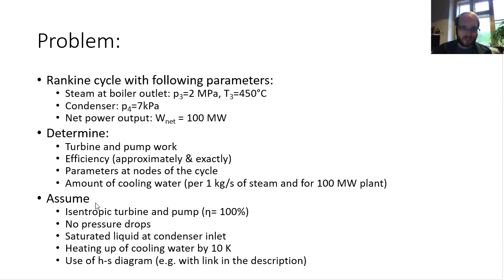The assumptions are the following. We will assume the isentropic efficiency of the turbine and pump to be 100%, ideal pumping and ideal expansion. There will be no pressure drops in the system. At the condenser outlet there will be saturated liquid, that means no subcooling. And the cooling water in the condenser will be heated up by 10 kelvins. And for determination of the parameters and properties, we will use the enthalpy entropy diagram. If you want the enthalpy entropy diagram, you can use, for example, the link in the description of the video.